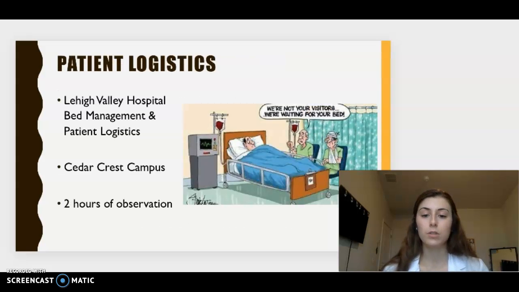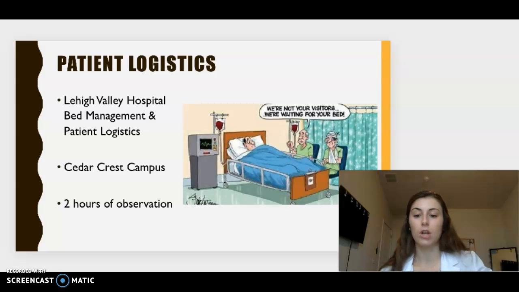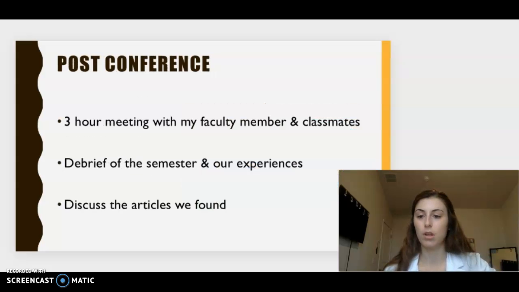Patient logistics, this was a really cool experience. It was cool to see what happens behind the scenes. This is how they manage who goes to what bed in the hospital. So we did 2 hours of observation and it was really fun. And this met objectives 1, 2, 3, and 3. So previous knowledge, principles of ethics, as well as communication.